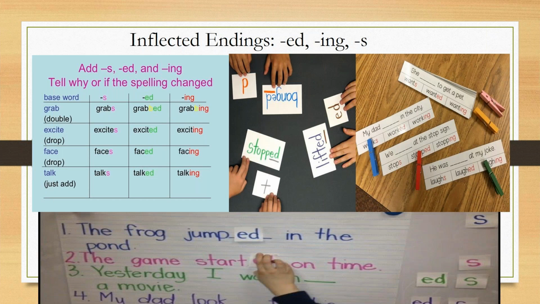A final suffix is the inflected ending. This is where, in grammar, students would add ing, ed, and s to the root word or base words. So how can we help students look and analyze all of these rules and spellings? We can do this through a systematic explicit teaching, starting with the concrete and moving to abstract.